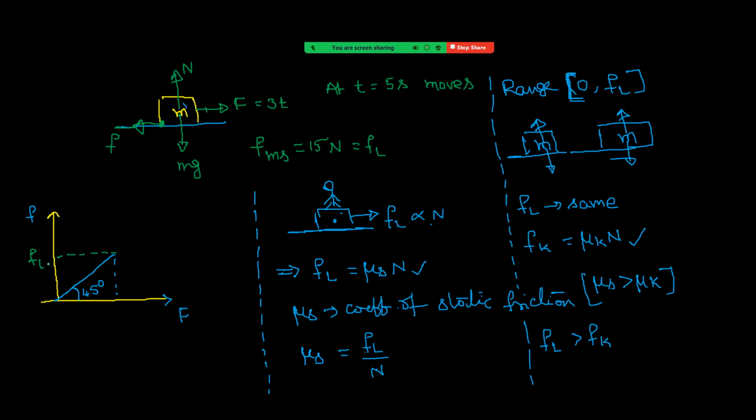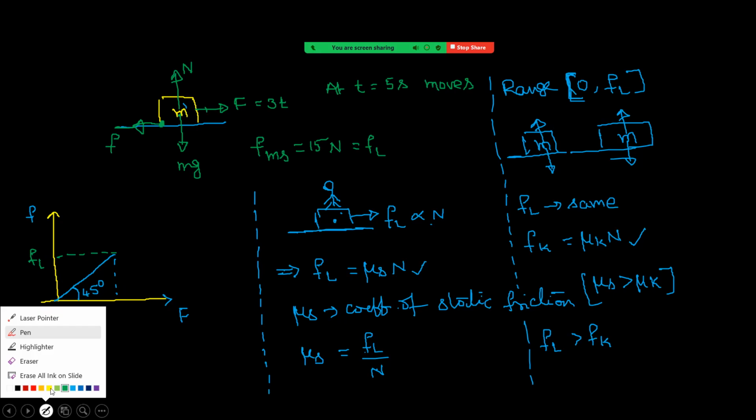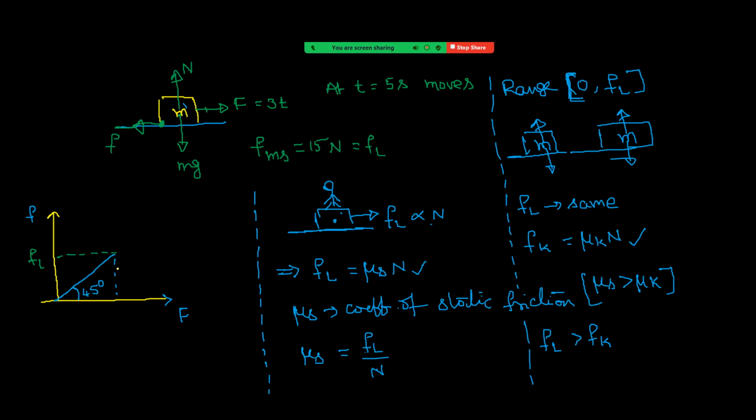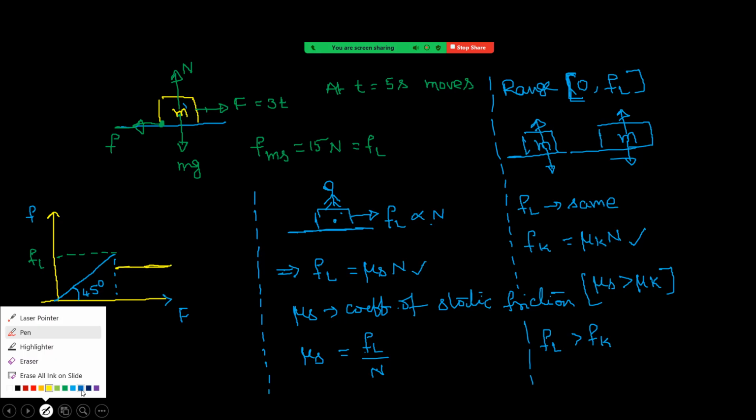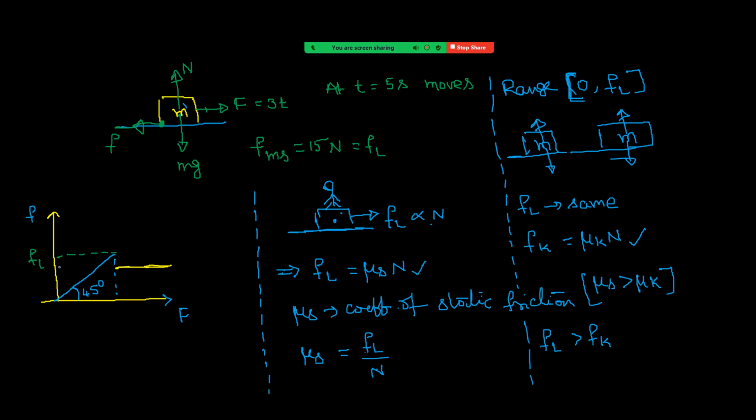Okay. And once the block comes into motion, we can see it becomes a constant. Okay. And that is known as kinetic friction, which is a constant. That corresponding one is known as kinetic friction. We can see a sudden change. Okay. It will change immediately. You can see here the slope up to here.